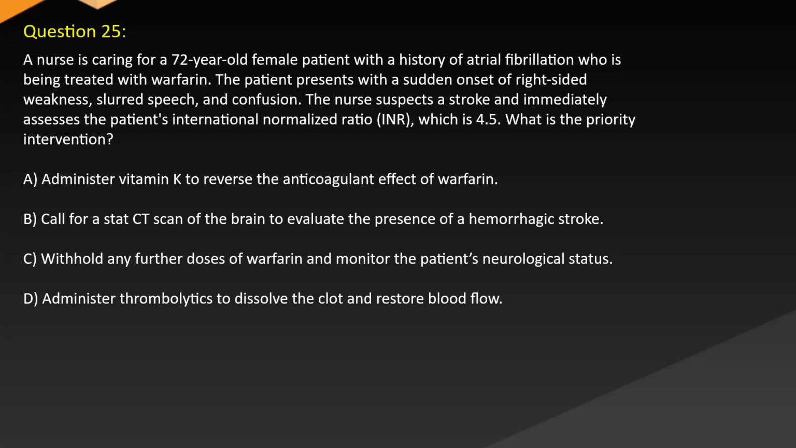Question 25. A nurse is caring for a 72-year-old female patient with a history of atrial fibrillation who is being treated with warfarin. The patient presents with a sudden onset of right-sided weakness, slurred speech, and confusion. The nurse suspects a stroke and immediately assesses the patient's international normalized ratio, INR, which is 4.5. What is the priority intervention?